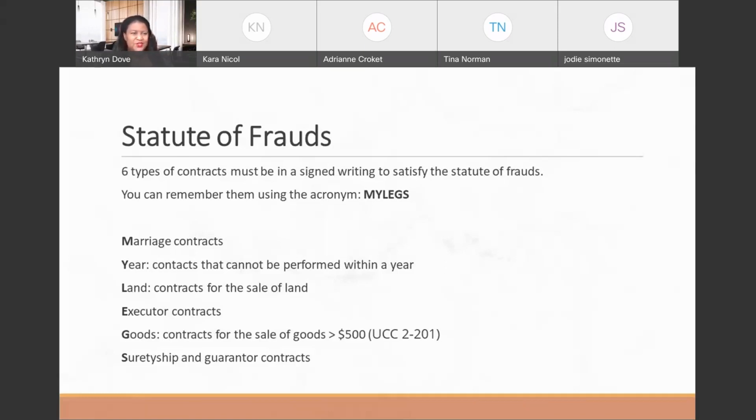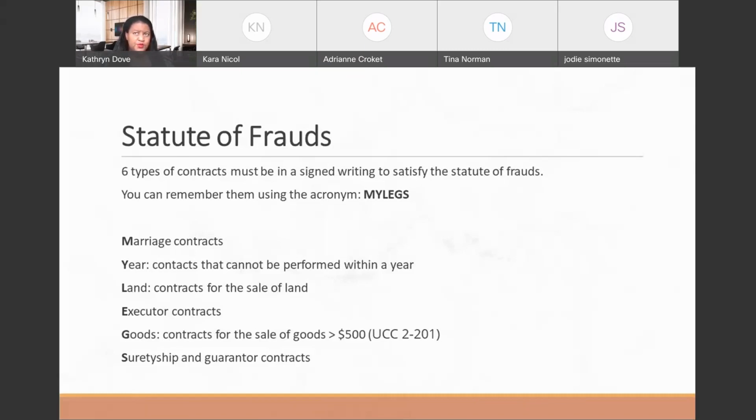Any questions about the statute of frauds? I have one. So let's say you bought a car and you didn't want to keep up on it anymore and you sold it to someone else. Would that count too? Because they would be taking over the payments?